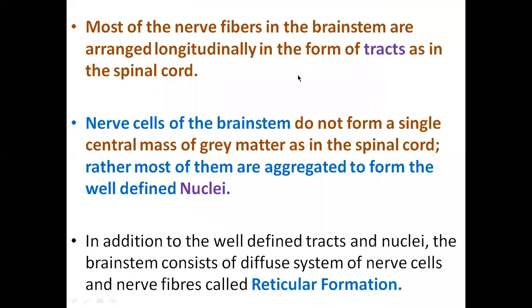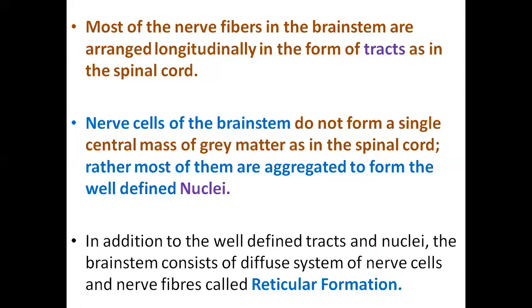Okay, what does the brainstem consist of? You have seen in the spinal cord there is gray matter and white matter. The white matter is tracts. So the same tracts continue in the brainstem, whether ascending tracts or descending tracts. What happens to the gray matter? What you see in the spinal cord, the gray matter is in the center as an aggregated mass, with an H shape, surrounded by the white matter. This is not in the brainstem.